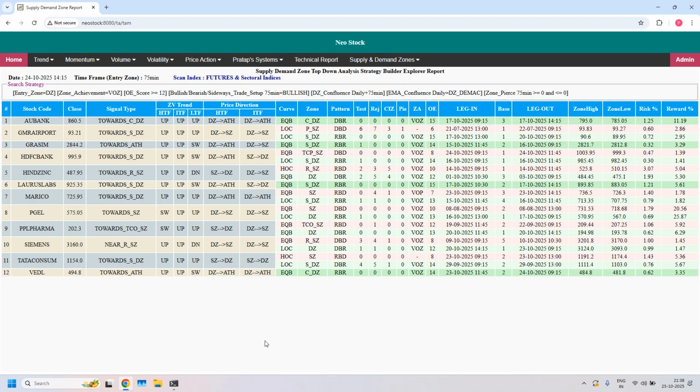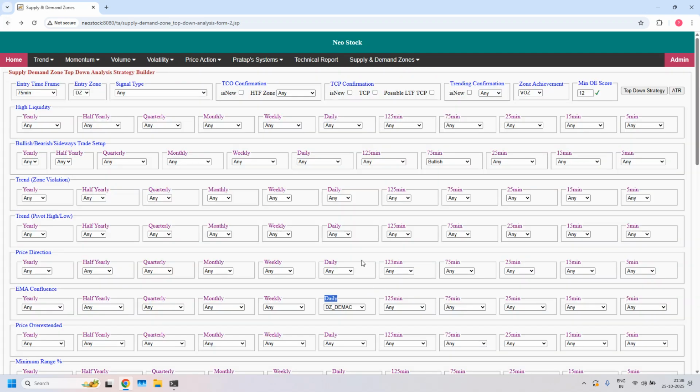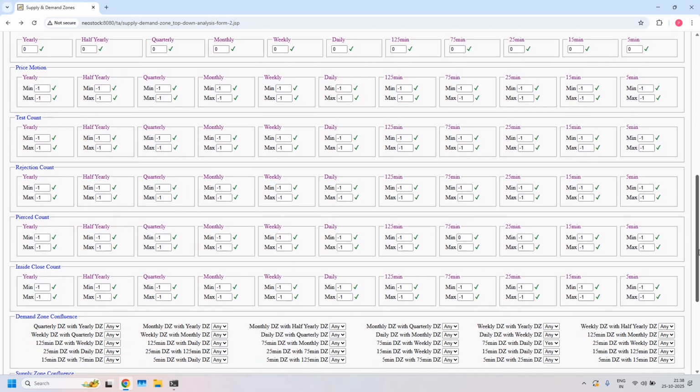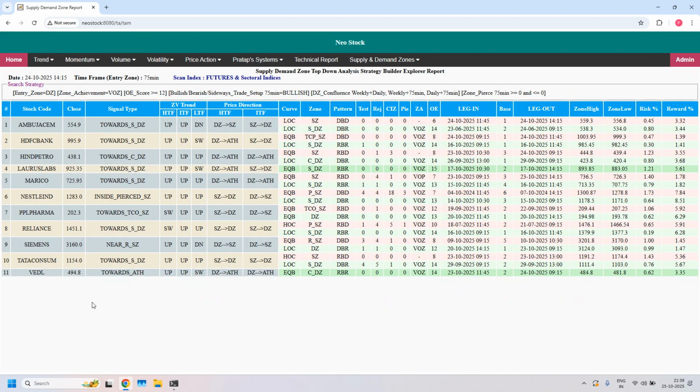Okay, next let's filter based on the second strategy. That is LTF, ITF, HTF demand zone and HTF EMA. Removing ITF EMA. In the demand zone confluence, 3 filters we have to set: 75 minutes and daily, 75 minutes and weekly, daily and weekly demand zone confluence. With all the 3 filters, we got 11 stocks.